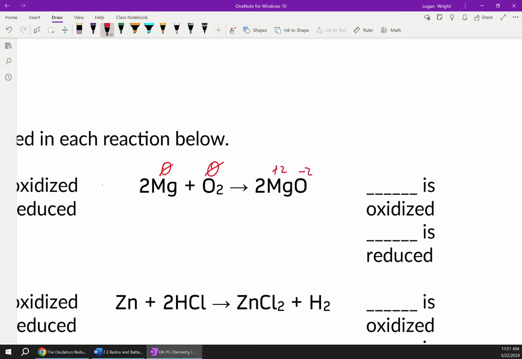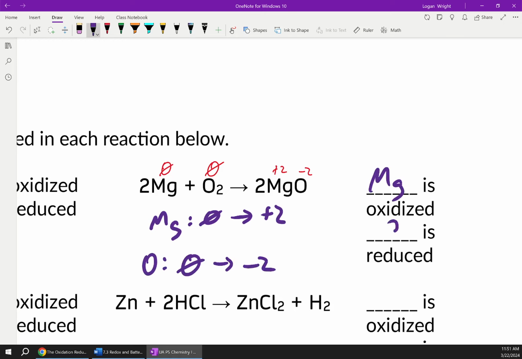Now, the other way you could have done this is, even with ionic things, the rule for oxygen is that it's always negative 2 unless it's pure. So you also could have just been like, oh, look, oxygen, negative 2. That means magnesium has to be positive 2. If my magnesium goes from 0 to positive 2, what has happened to it? It has oxidized. If oxygen goes from 0 to negative 2, then it has reduced.